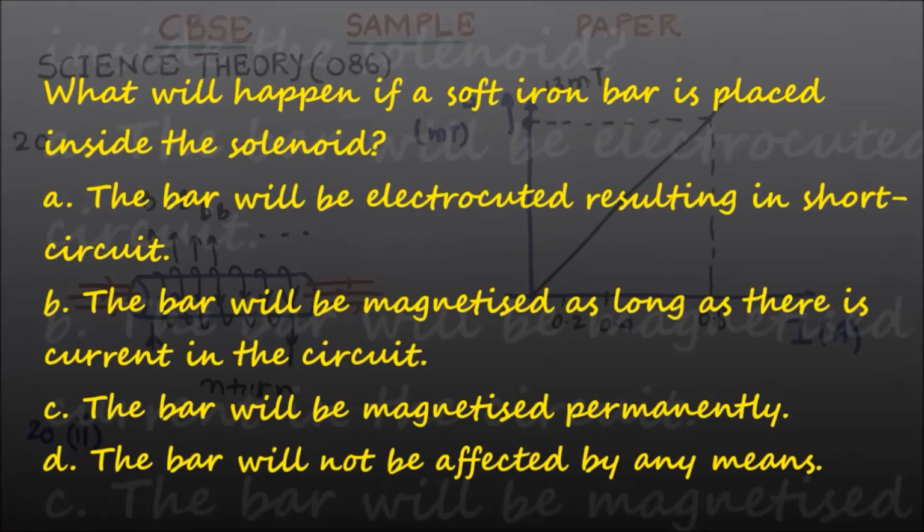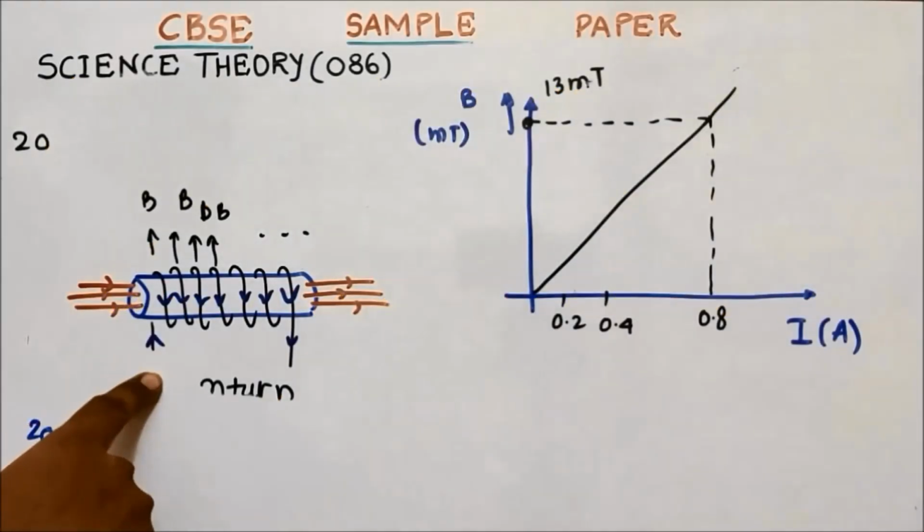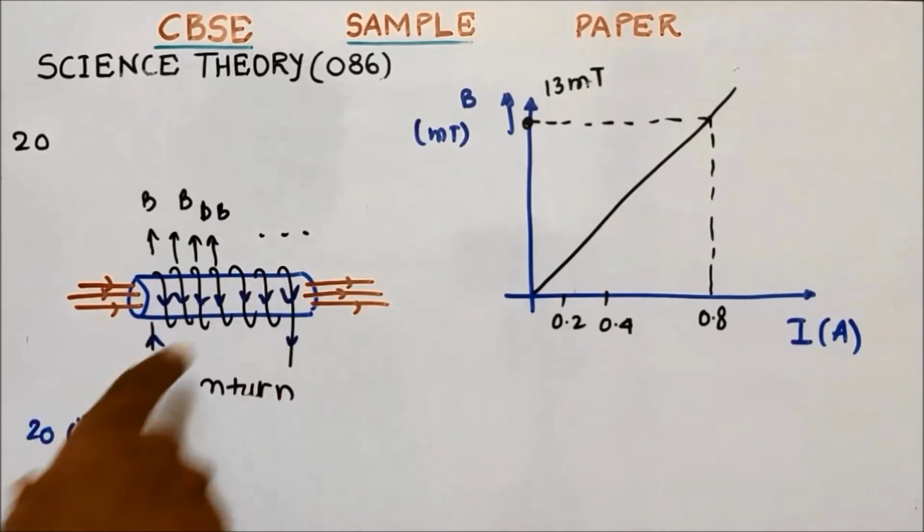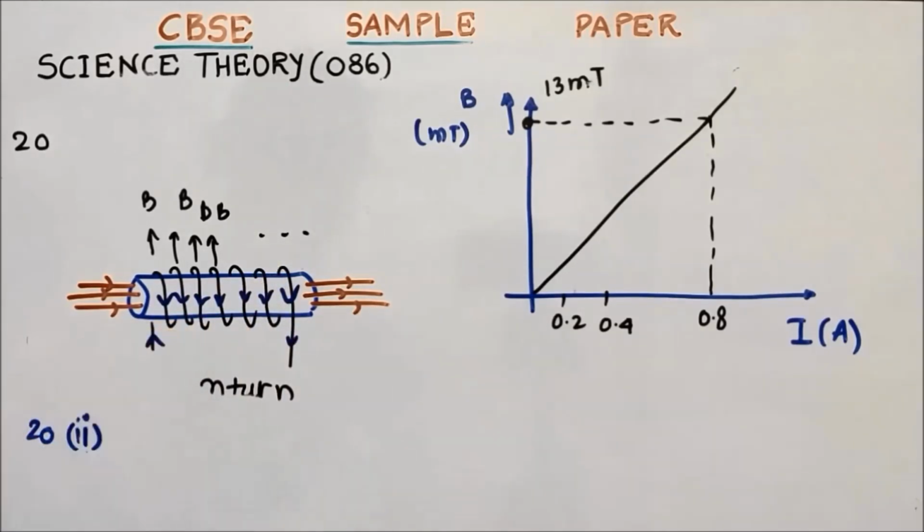Option A, the bar will be electrocuted, resulting in short circuit. The wire which we are using here should be insulated copper wire. If you are not using insulated copper wire, then the bar and the wire may get shorted, and the wire between each and every turn may get shorted. Since we have to use insulated copper wire, even if you are using soft iron, it will not get electrocuted.